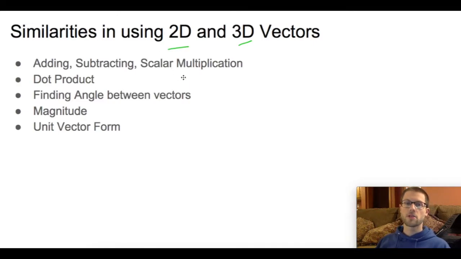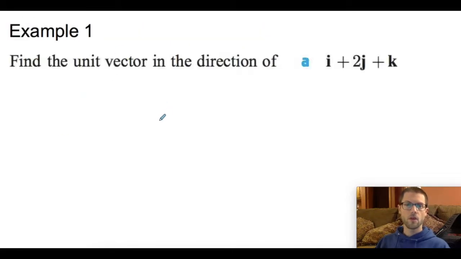There are some things that change. We don't really talk about bearings of 3D vectors, but we can still find angles between vectors, and we can still find magnitudes and all this other stuff here. So let's jump into an example. In this first example, I want to find the unit vector in the direction of this vector right here.